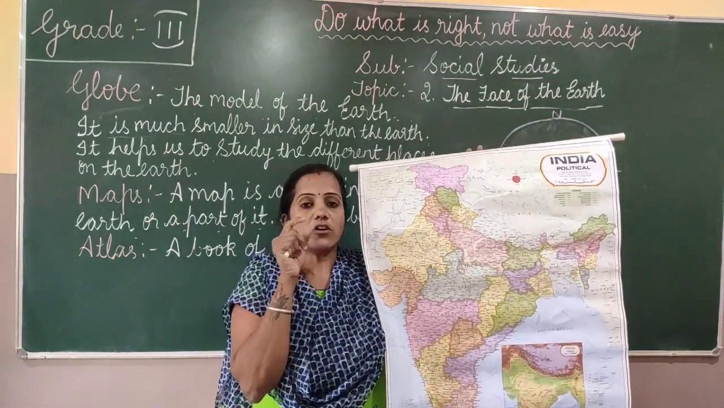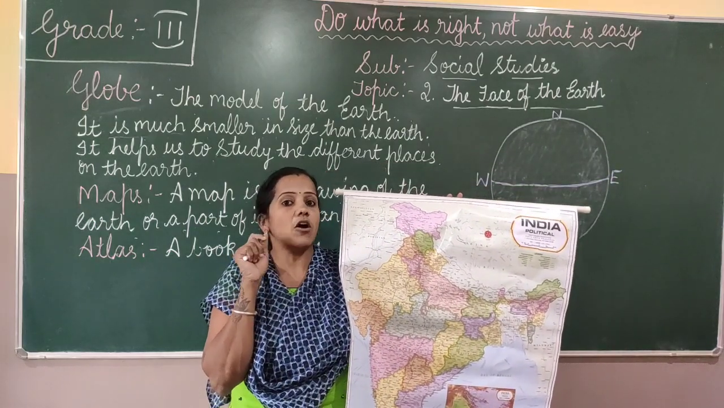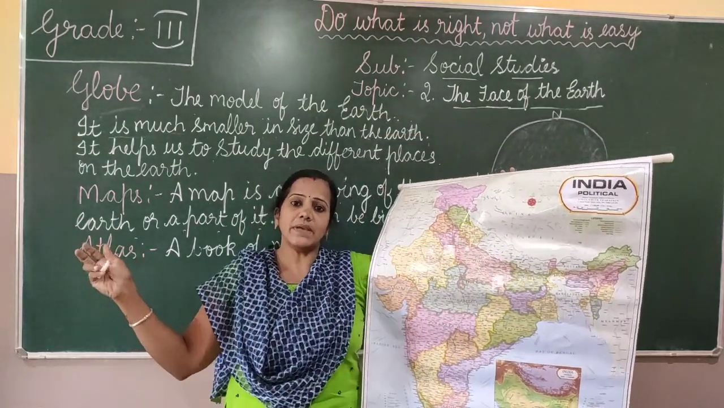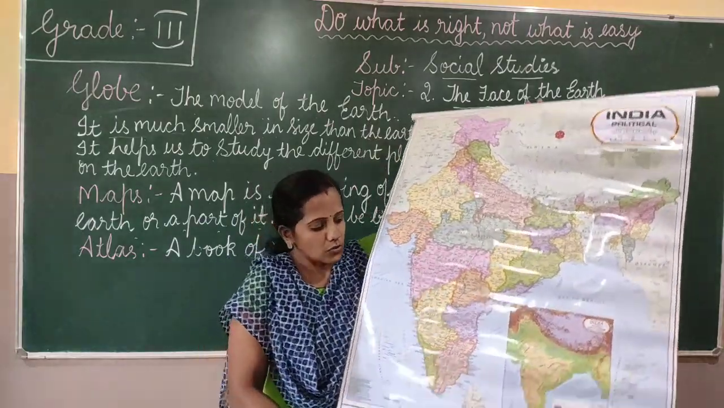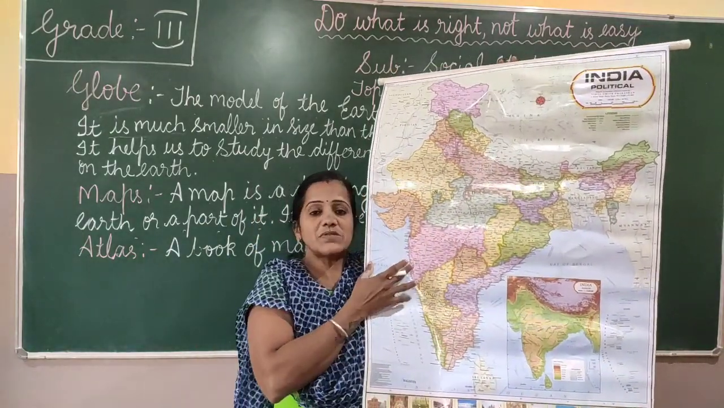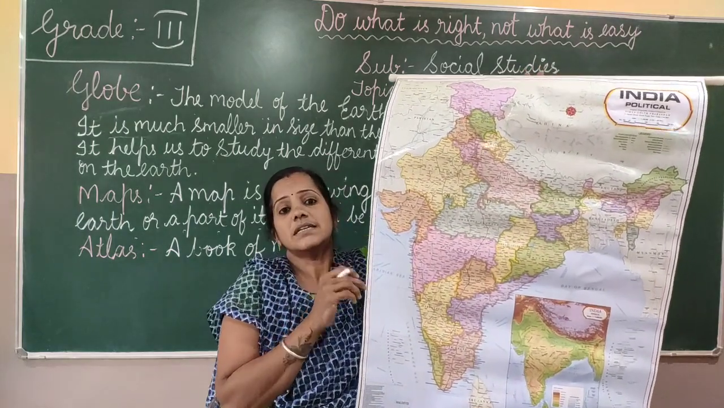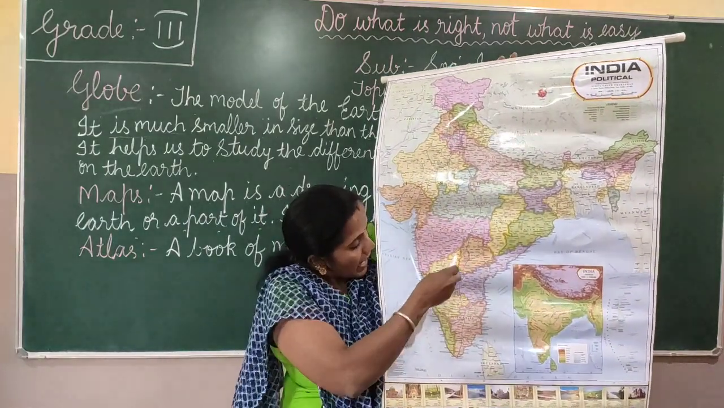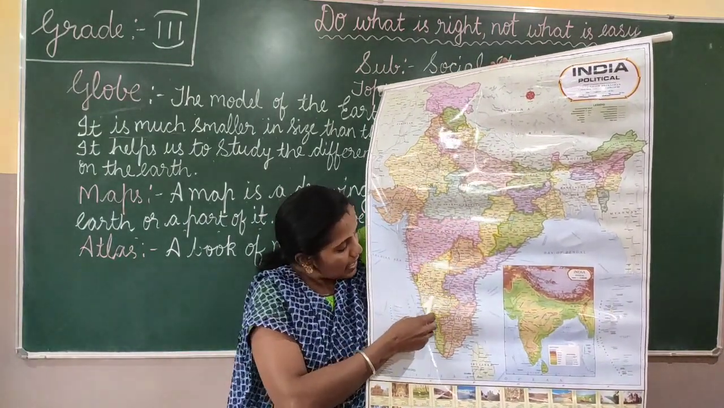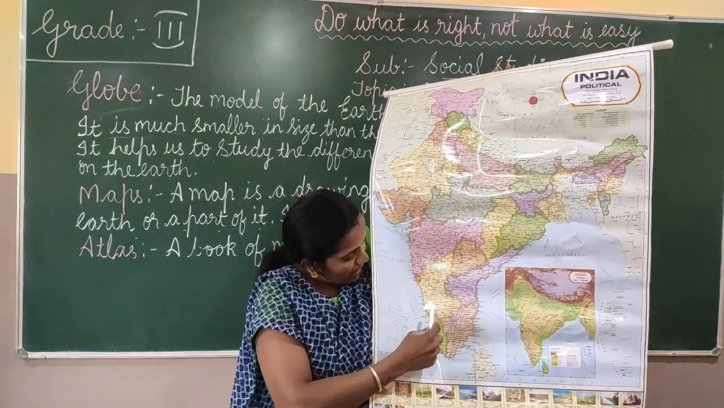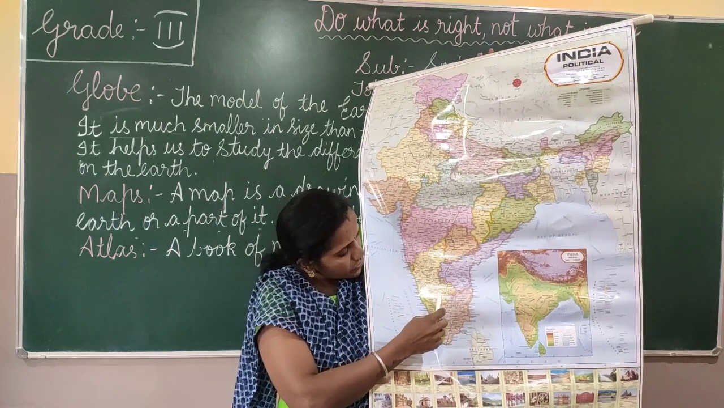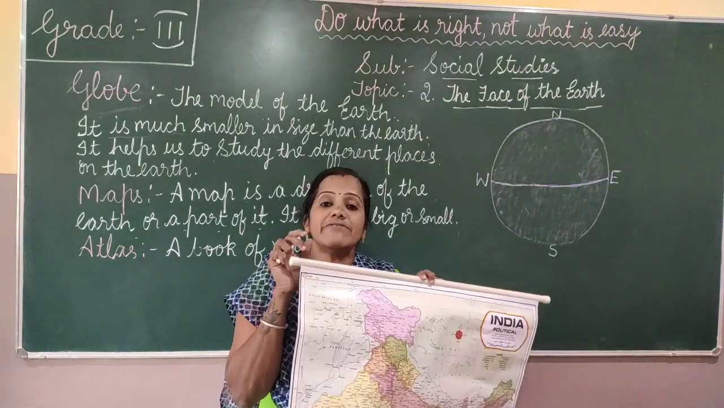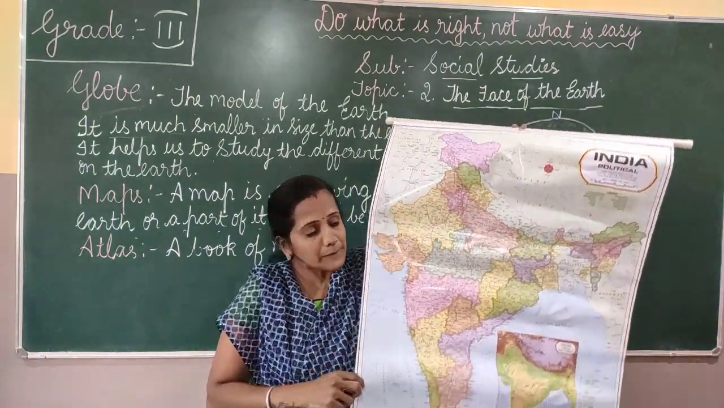Okay, so we cannot find out a particular area of a country on the globe. This is possible only in the maps. So maps can be very big. Here this is Bangalore. Like this you can find out even smaller places also by using the maps.